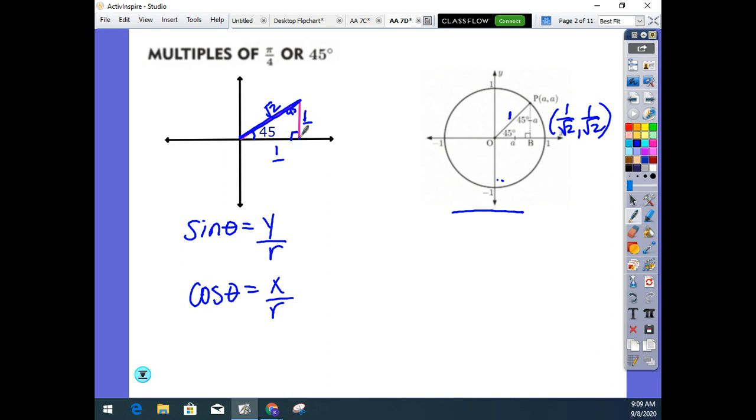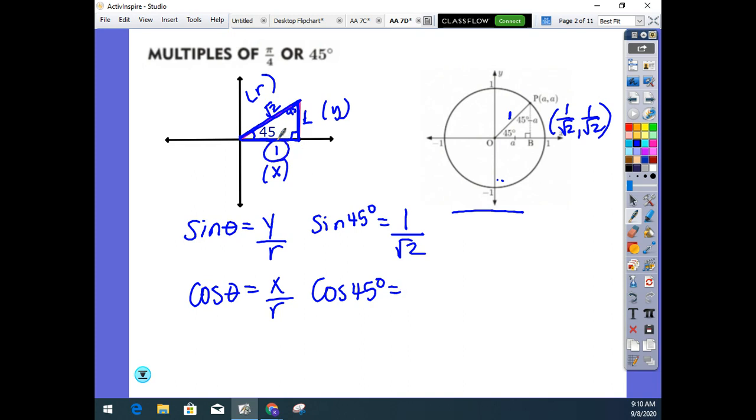All right, so for this particular one, if we're taking sine of 45 degrees, this is my x value, x, y, and then this is my radius. So sine of 45 is y1 over the radius, square root of 2. Cosine of 45 equals the x1 over the radius, square root of 2.